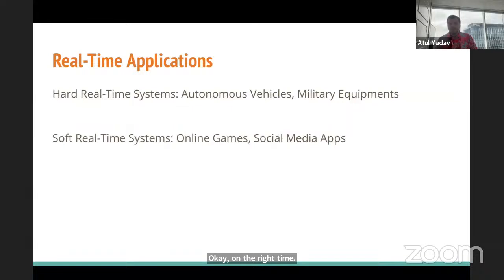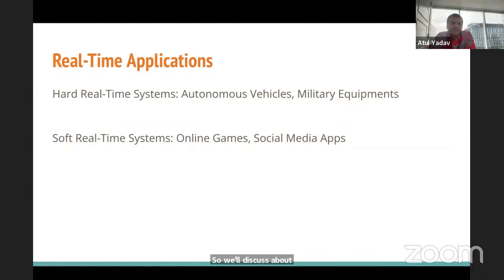Then there are the soft real-time systems. Okay, so the examples are online games or social media apps. Right? So these are the examples of soft real-time systems. So we'll discuss the hard real-time systems.